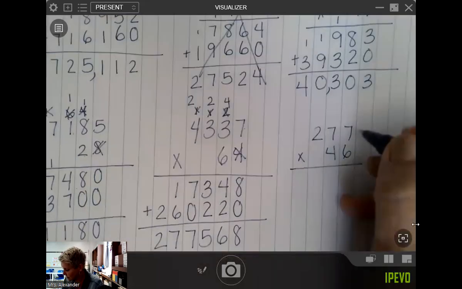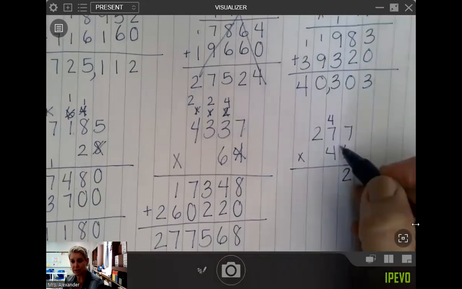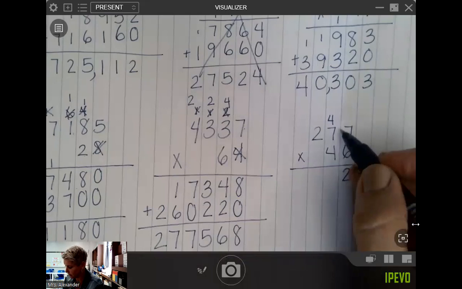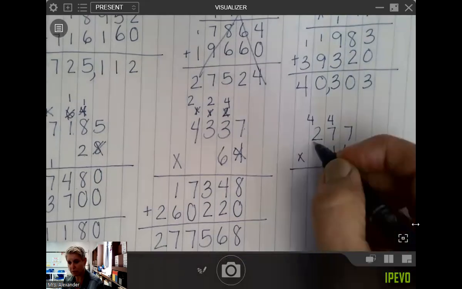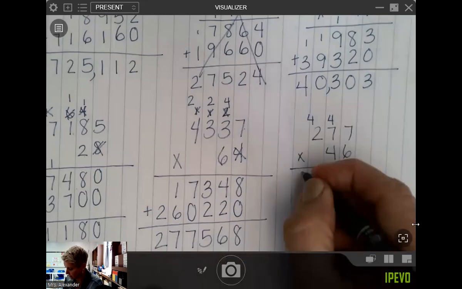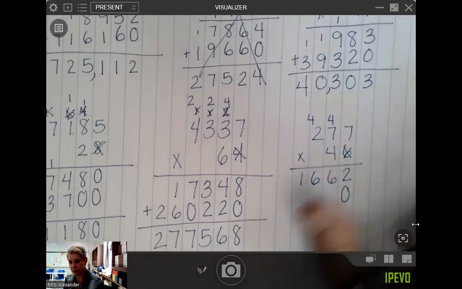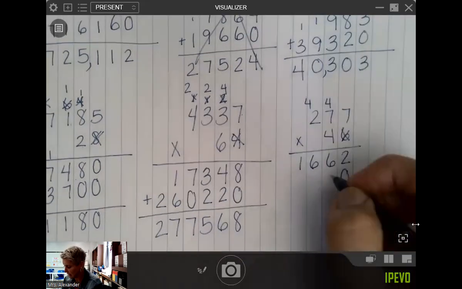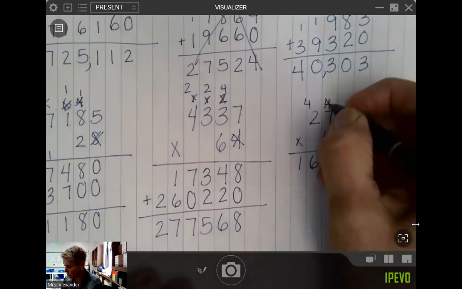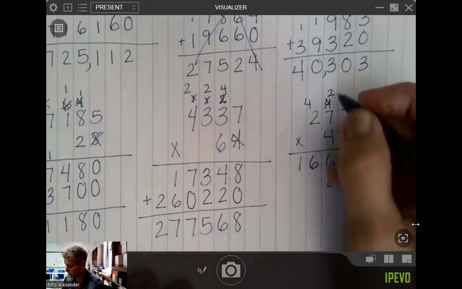6 times 7 is 42. Regroup. 6 times 7 is 42, plus 4 is 46. And 6 times 2 is 12, plus 4 is 16. We're finished with the ones. We'll put a 0 in that place now that we're working in the tens. 4 times 7 is 28. We have to regroup. 4 times 7 is 28, plus 2 is 30.